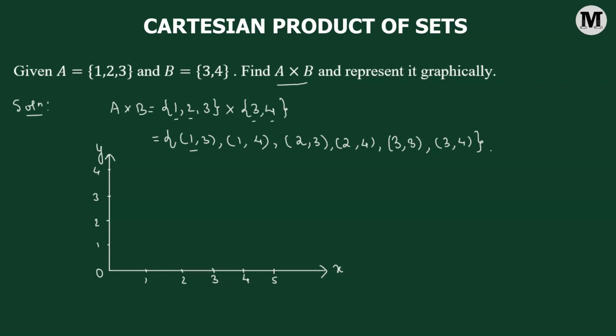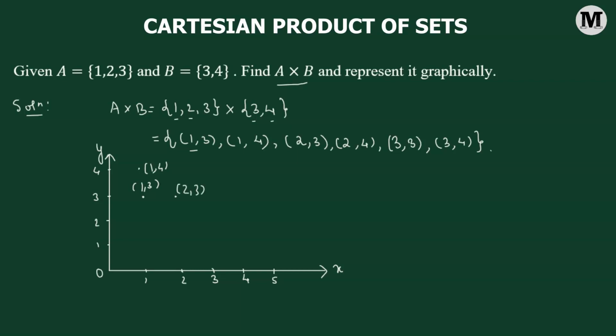So if we plot the point (1, 3) on the Cartesian plane, this is going to be the point. Next we have (1, 4). So (1, 4) is going to be this point, which is 1 unit along the x-axis and 4 units along the y-axis. Next we have (2, 3). So we have to go 2 units along the x-axis and then 3 units along the y-axis, which is going to give us the point (2, 3).